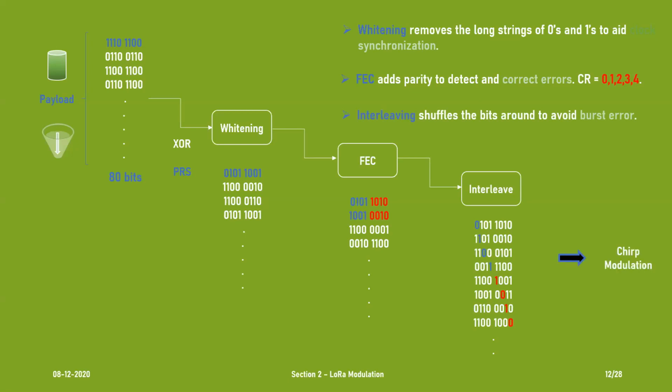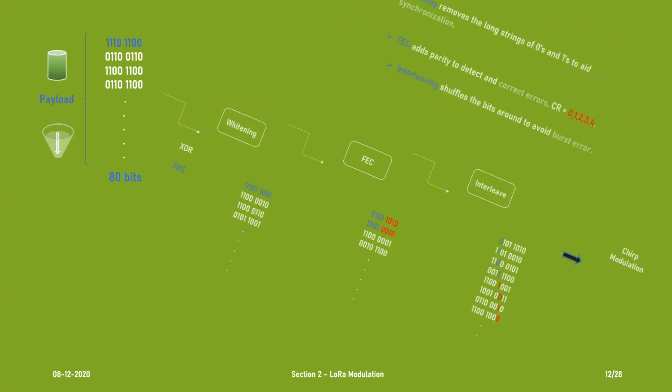Even if all that I said didn't make a lot of sense to you, just remember that you have 80 bits of information. These 80 bits of information go through a grinder, which has whitening, forward error correction, and interleaving blocks. The whitening and interleaving don't add anything, but forward error correction essentially adds some parity bits to your information, and you must be wary about it.